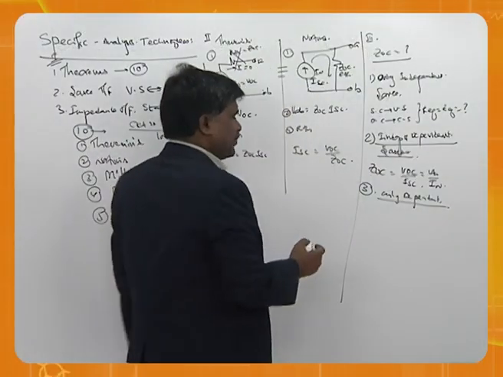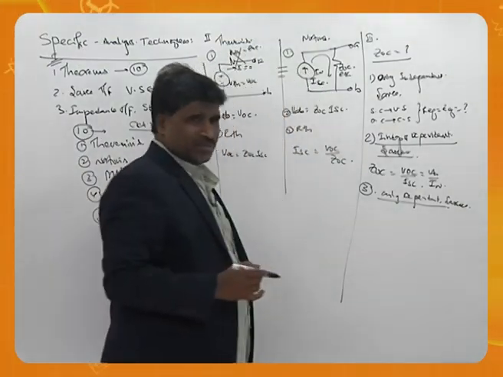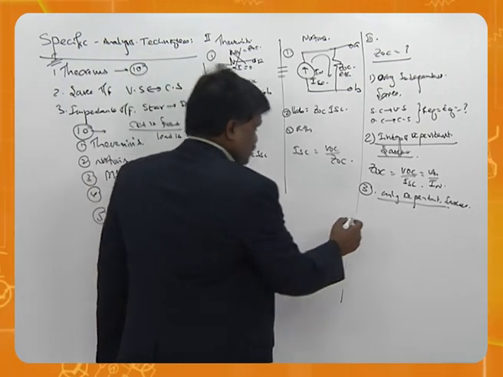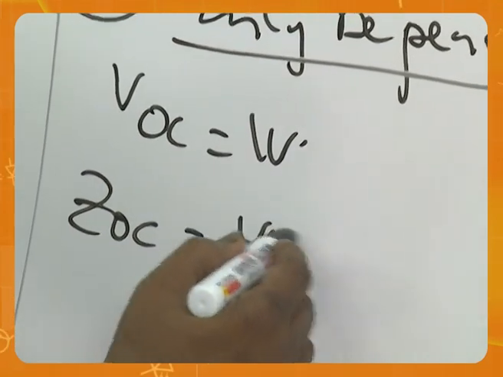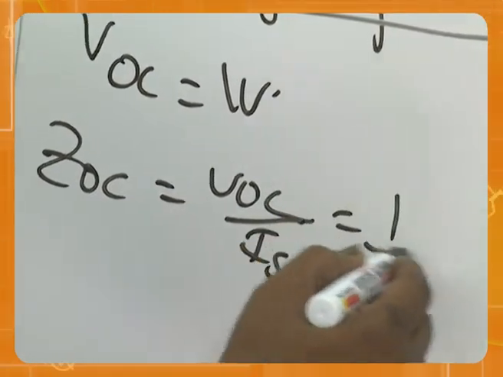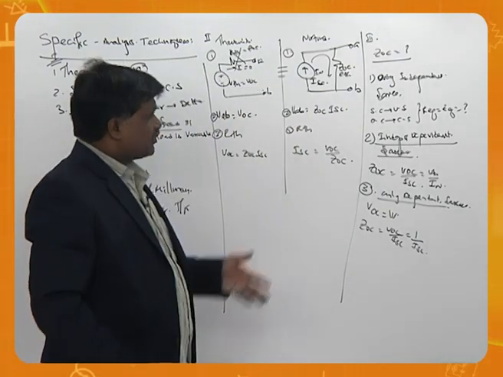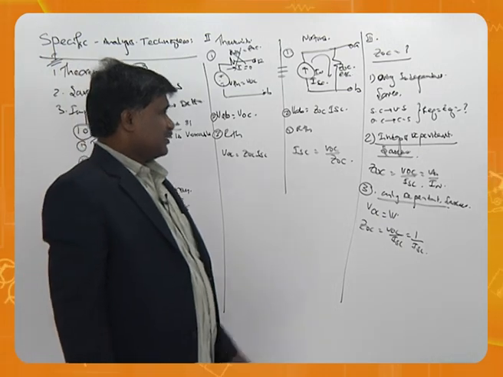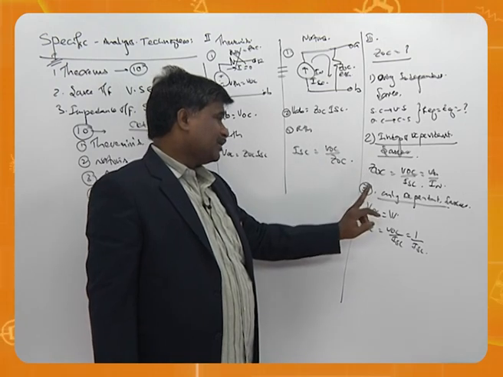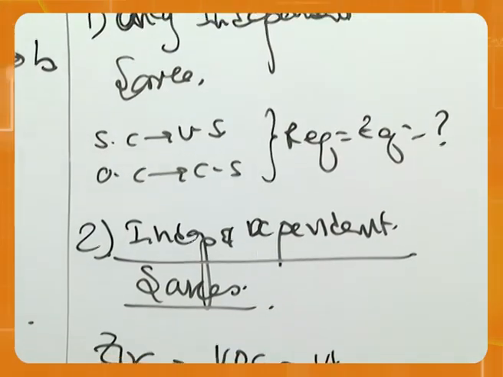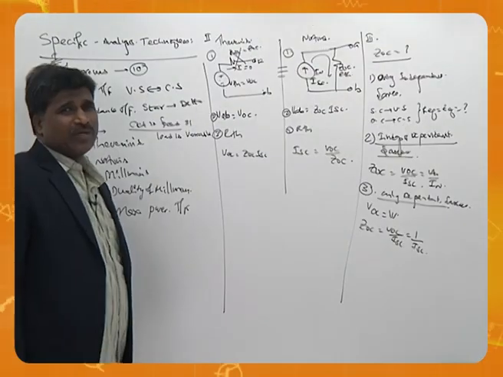If you have only dependent sources, the best thing you can do is assume VOC is equal to 1 volt, then ZOC is equal to VOC by ISC, 1 by ISC. That's it. Therefore, when you talk about calculating the ZOC, there are three approaches: only independent, independent and dependent, and finally only dependent. So this is the idea about three points to remember before I take you along.